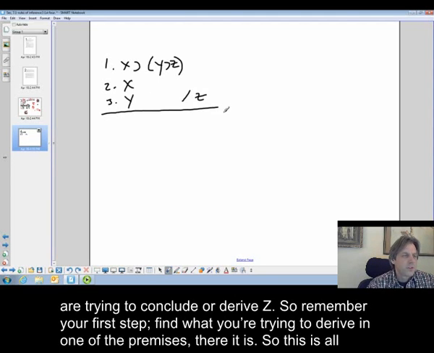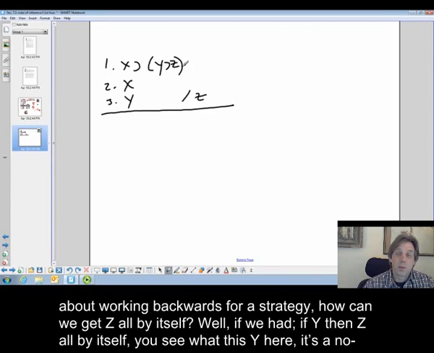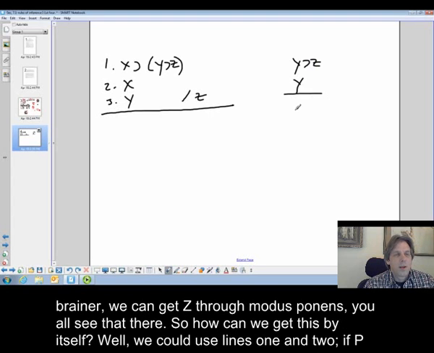Okay? So remember your first step, find what you're trying to derive in one of the premises. There it is. So this is all about working backwards for a strategy. How can we get Z all by itself? Well, if we had if Y, then Z all by itself, you see with this Y here, it's a no-brainer. We can get Z through modus ponens, right? You all see that there. So how can we get this by itself?